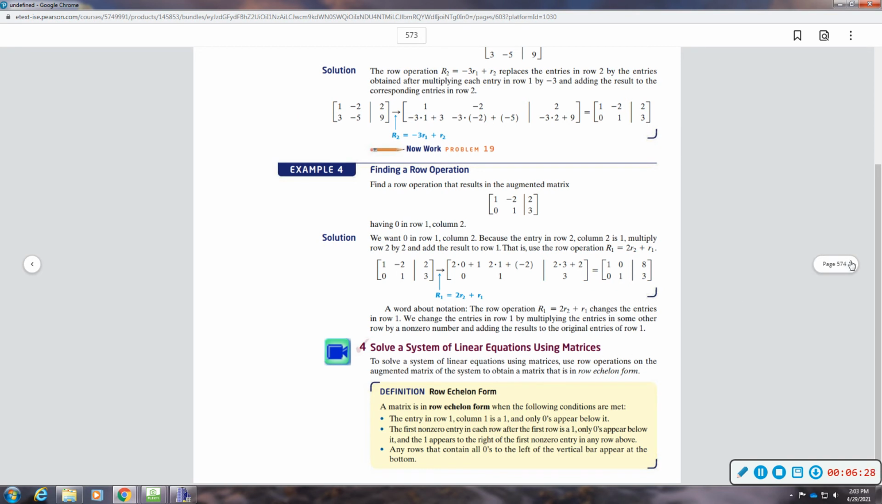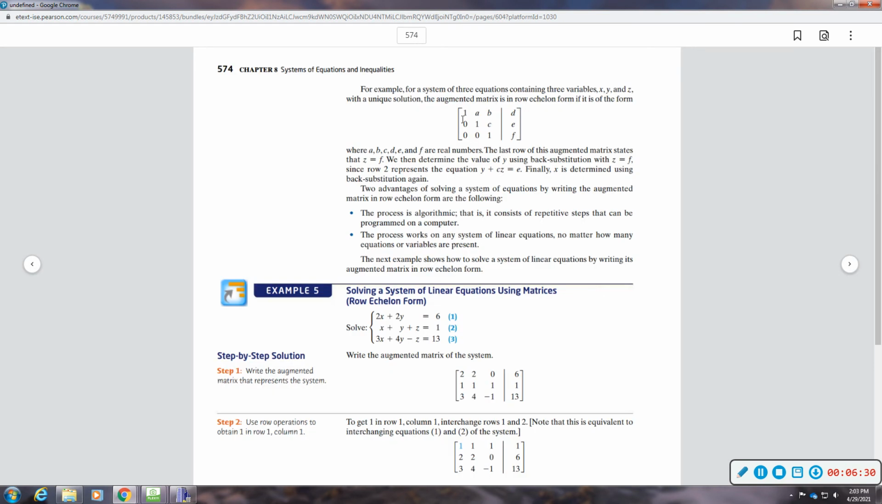Let me just kind of give you an overview. Here, we have the first row, first column, a 1, zeros below it. And then the next row, the first non-zero entry is a 1, and only zeros below it. So it's like 1 all the way down the diagonal, and then only zeros in front of it. That's the general idea. You could have a row with all zeros.